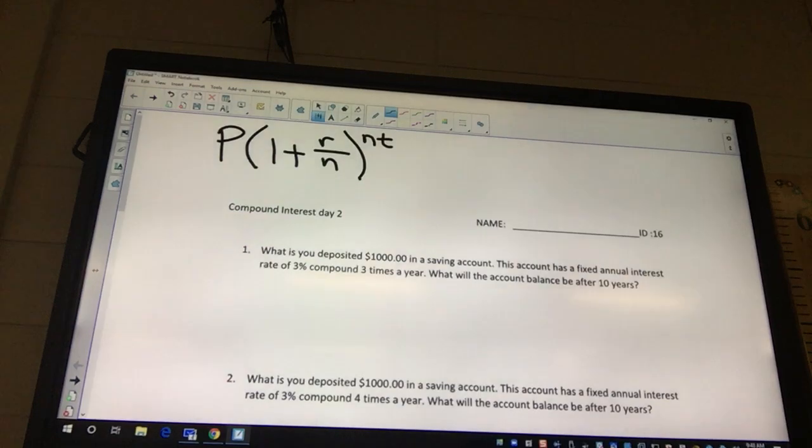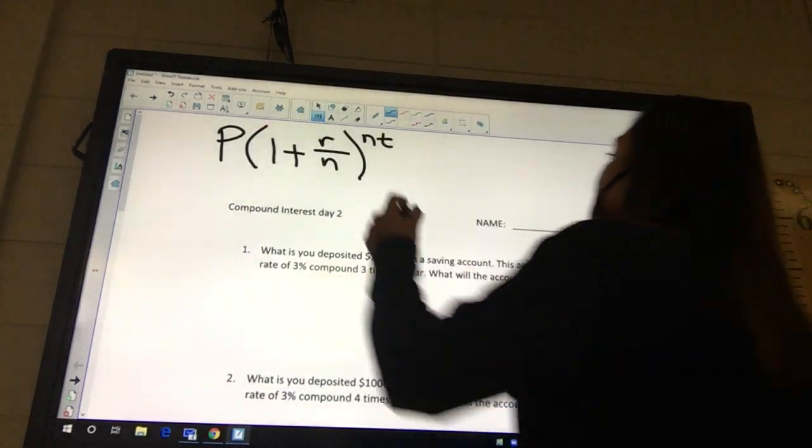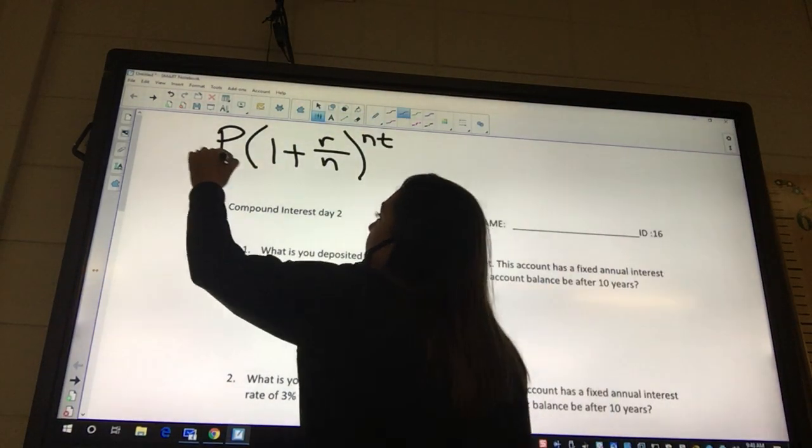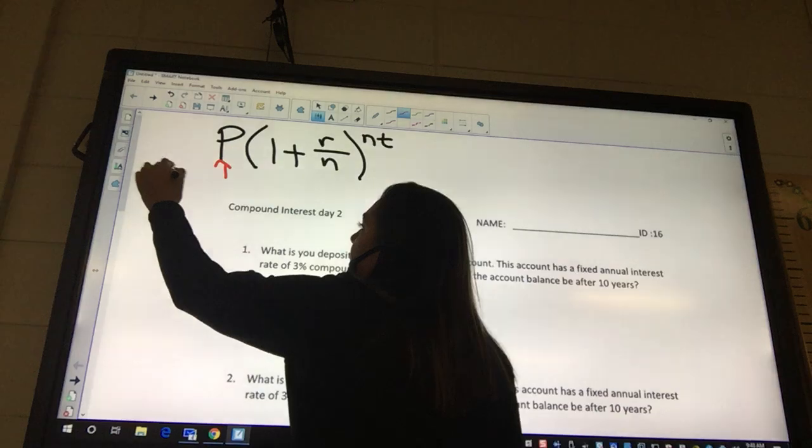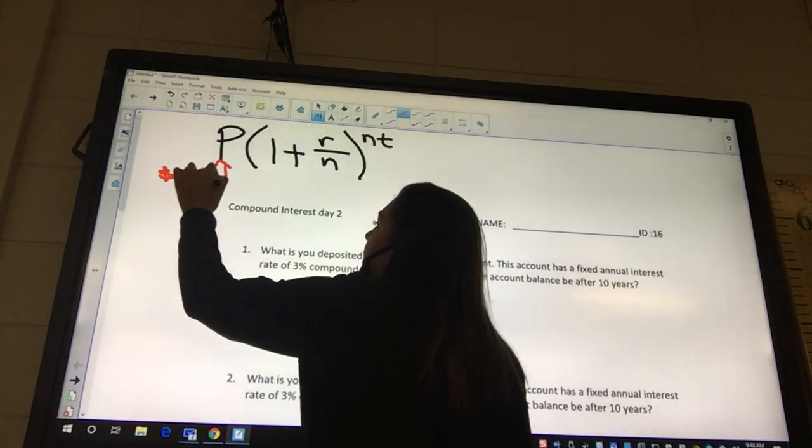Okay, what is P? The big number. It's the number that you're depositing. The number that you deposited in the account, okay? This is the money deposited.